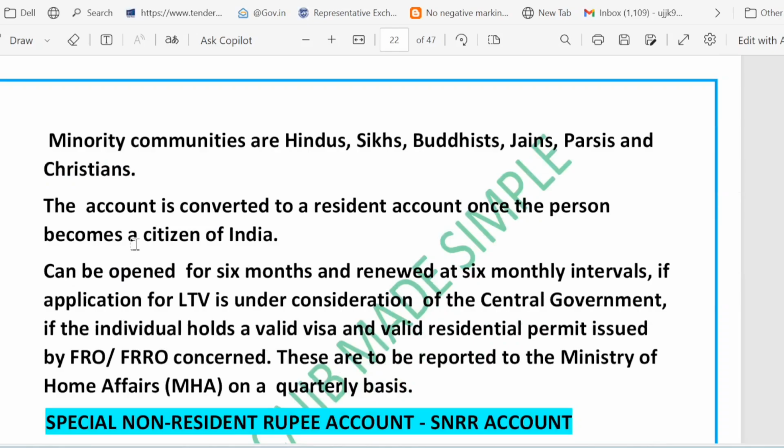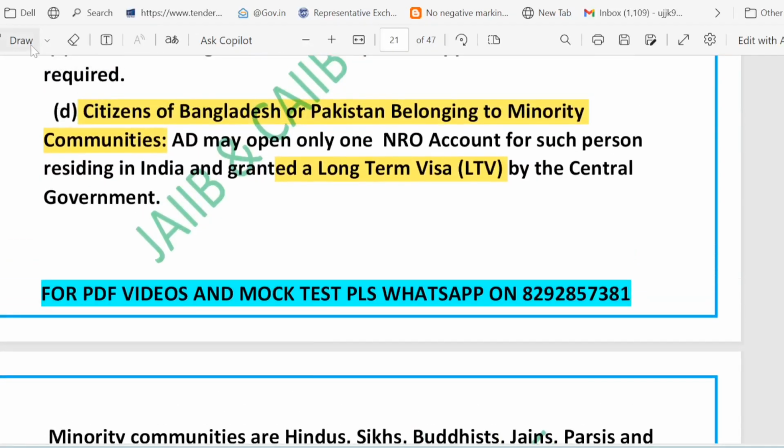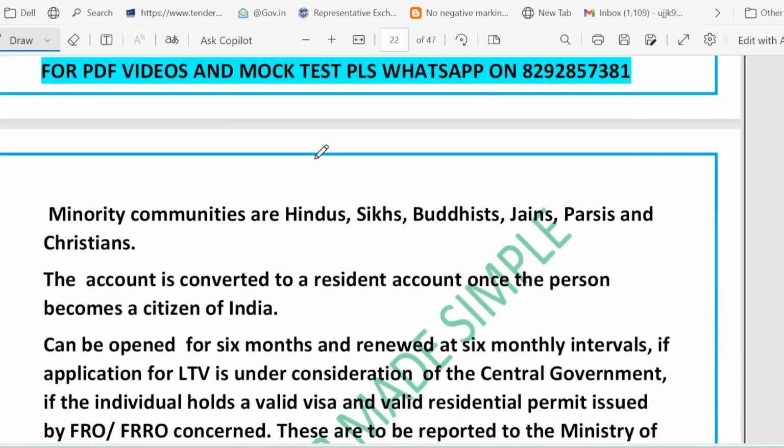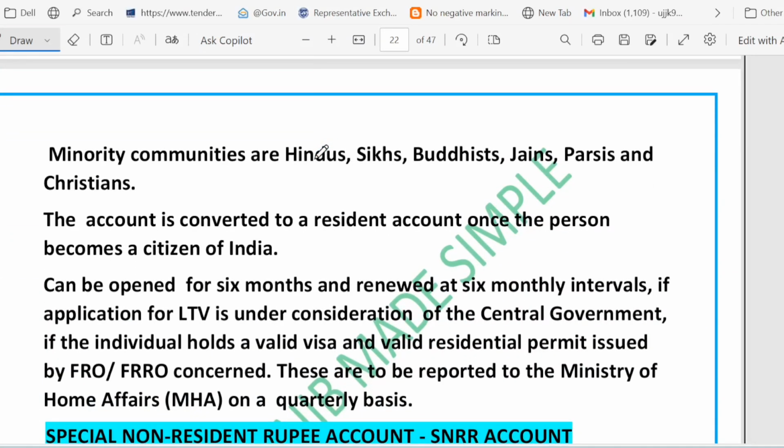So the rule is that banks are allowed to open only one NRO account for such a person, subject to the condition that the account is temporary until the LTV, the long-term visa, is granted. The condition is that they have applied for a long-term visa, or their application is under consideration. Banks are allowed to open only one NRO account for such a person, and if the person later becomes an Indian citizen, the account is converted to a resident account, right? Once they become a citizen of India.